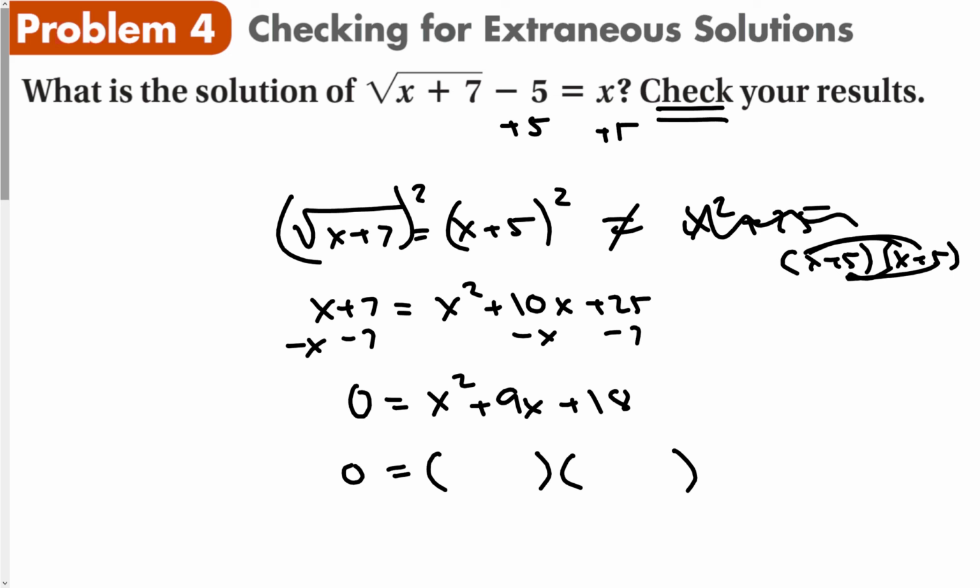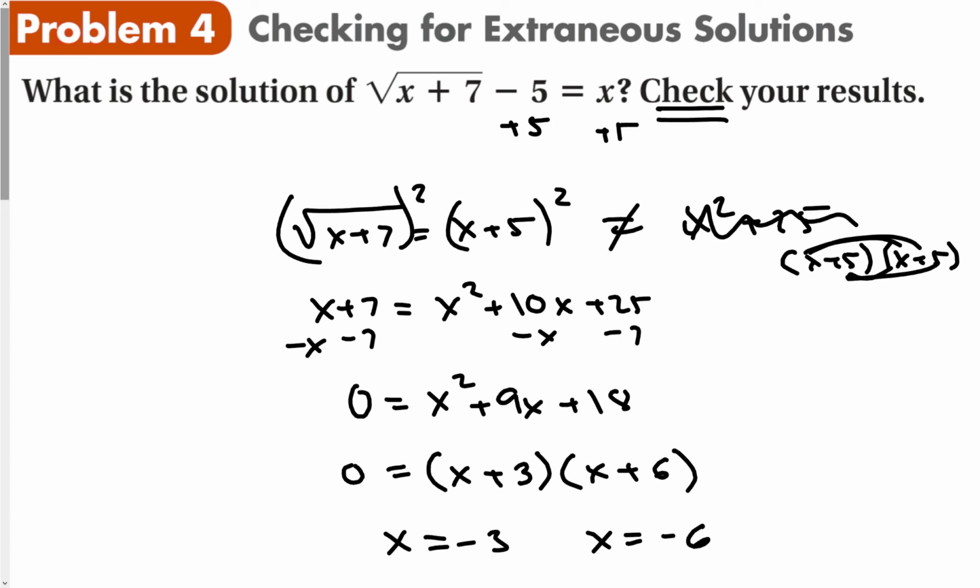So factoring this, the two numbers that multiply to 18, when I add them together, I get 9. That's x plus 3 and x plus 6. Okay. All right, great. So that means that x is equal to -3 and x is equal to -6. Okay, now here's a hint. One of them is right, one of them is wrong. Only way to tell is to plug them in.